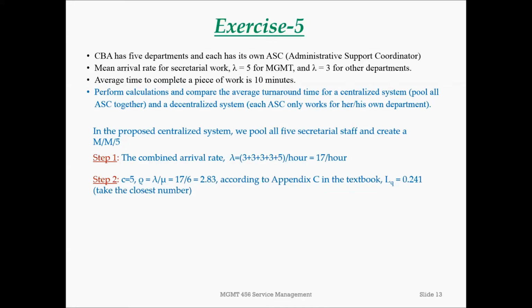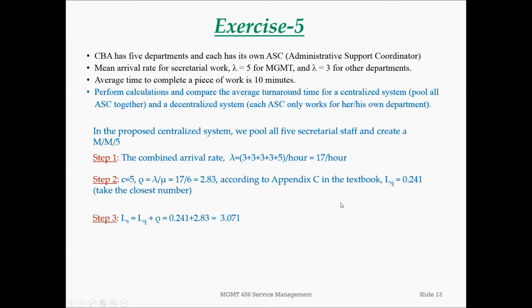We look for LQ based on 2 numbers: C equals 5, 5 servers or 5 departments, and also rho. Rho is 2.83. If you check these 2 numbers, 2.83 for rho and C equals 5, you can find out LQ is equal to 0.241. In this case, I did not take the middle number. I take the closest number, which is 0.241. So now we have LQ.